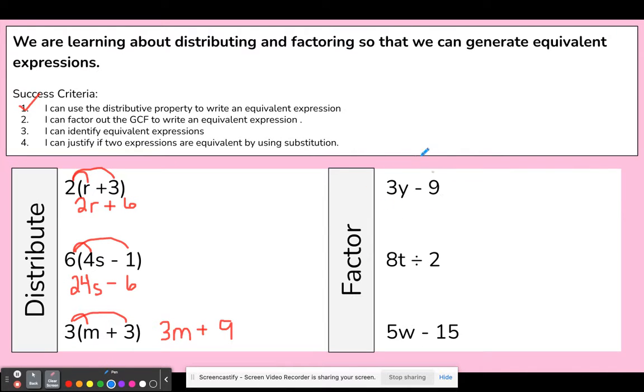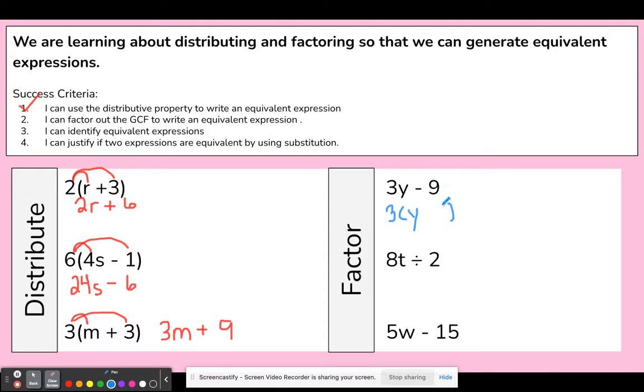When you look at this problem, you don't see any parentheses. So my job is to rewrite it using parentheses. So I need to think, what can I take out of the 3 and 9? You're thinking of the greatest common factor. What's the biggest number I can divide 3 and 9 by? It turns out it's 3. So now work backwards. 3 times what is going to give me 3y? Well, just a y, because remember, side by side will make multiply. So 3 times y gives me 3y.